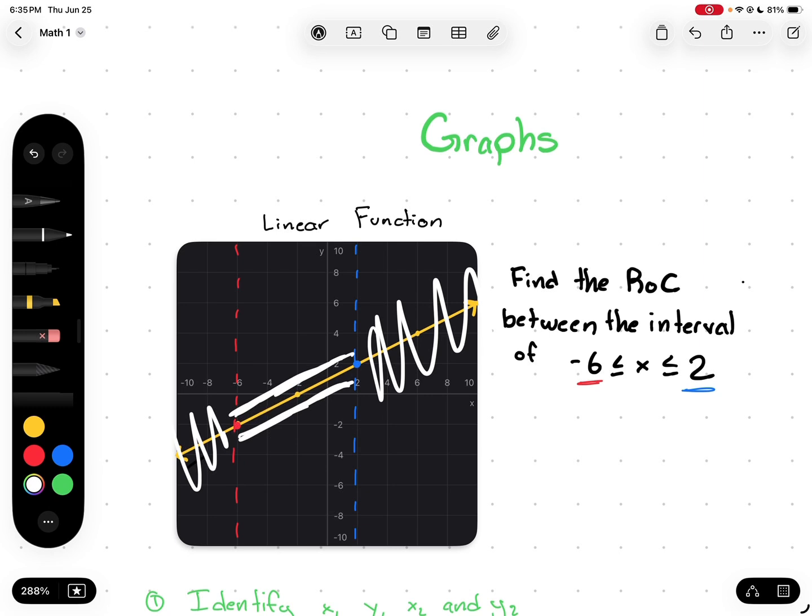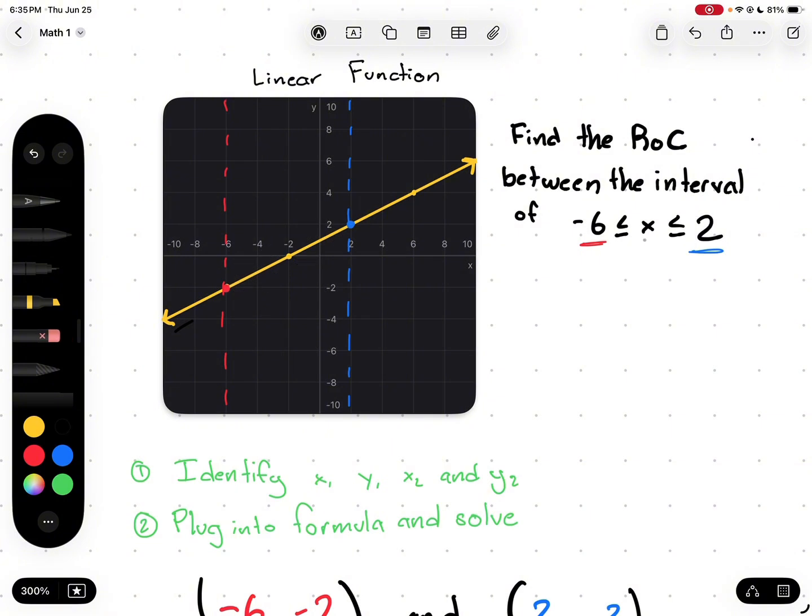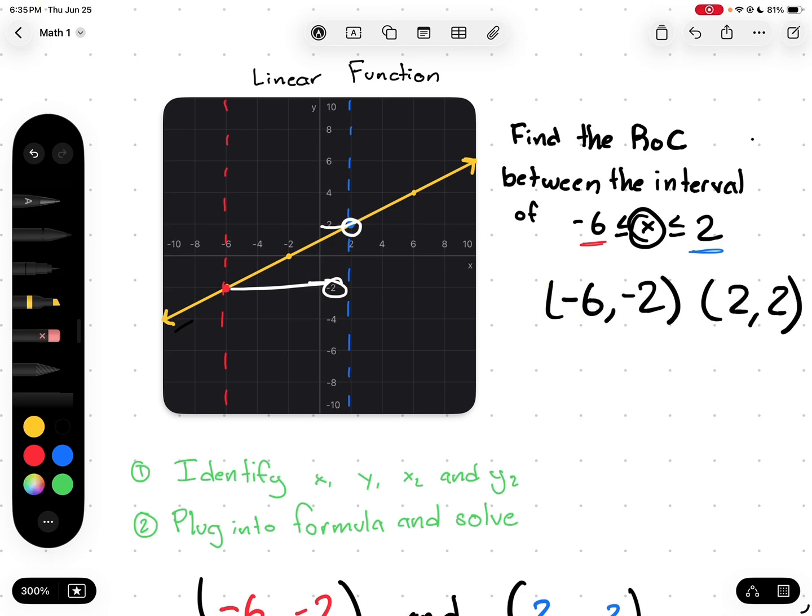Now that may make sense now that you have a graph, and that hopefully clears up the table. So again, our first step is to identify x1, y1, x2, and y2, and then plug into the formula and solve. As we see here, we've got -6 and 2. When our x is equal to -6, which is right here, our y is equal to 2. And same with that logic over here at 2. When our x is equal to 2, which is here, our y equals 2. So our coordinates are (-6, 2) and (2, 2).